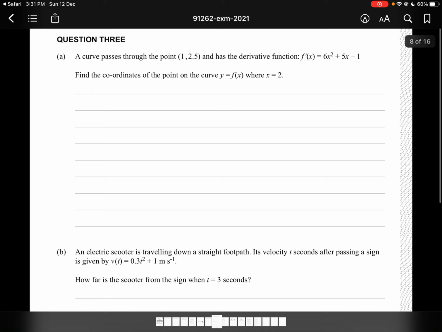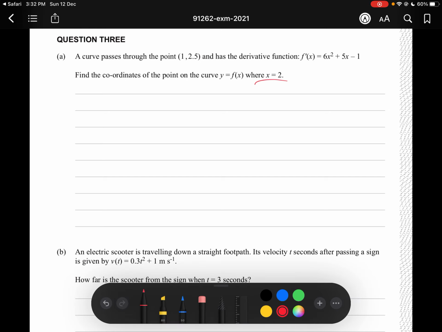Alright, so question 3. A curve passes through the point (1, 2.5) and has the derivative function of 6x squared plus 5x minus 1. Find the coordinates of the point on the curve where y equals f of x when x equals 2. So this will be an integration question. We need to integrate to find our function, and then substitute the point (1, 2.5) to find our c value. After we find our c value, we plug in x equals 2 and find the y value, which will be the coordinates.